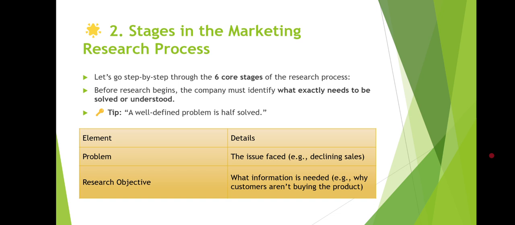So these are the elements of the marketing research problem, and second, we have research objective. Problem means the issue faced, for example, declining sales. Any business working in a particular area may face losses after some time. So first of all, it's the responsibility of the company or businessman to understand the loopholes, to understand the problem, and after that set the research objective. That means what information is needed. For example, why customers are not buying the product.